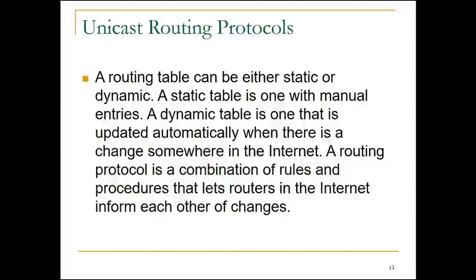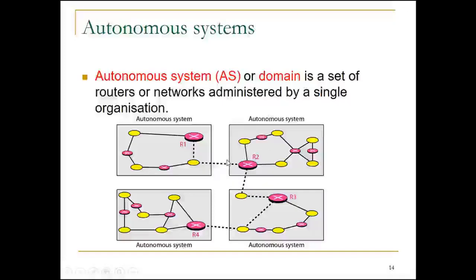Within the unicast, you have either dynamic or static routing tables, where a static table is with manual entries, whereas a dynamic one is updated automatically whenever there are changes within a given network or the internet. So a routing protocol will be a combination of rules and procedures that lets routers within the internet inform each other of changes as and when they come up. That will be the key definition of routing protocols.